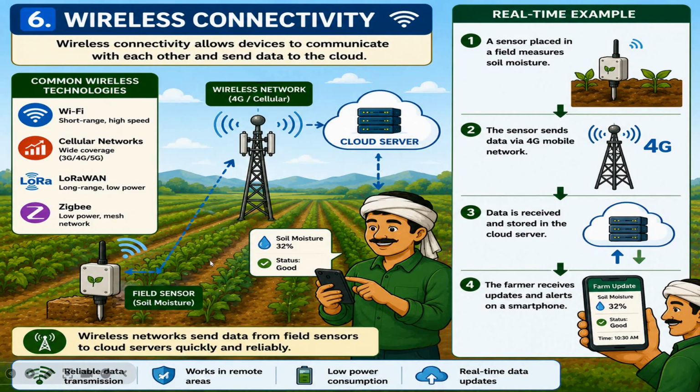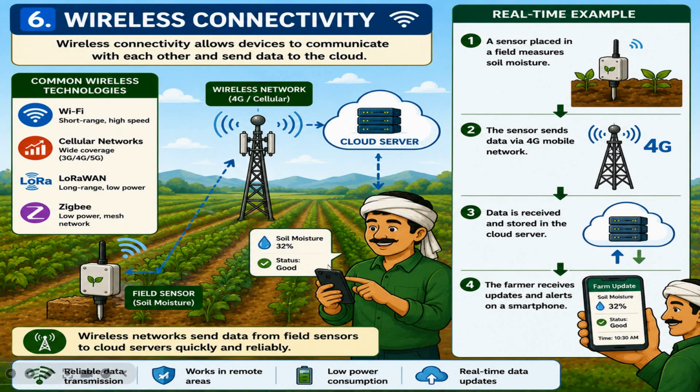Now in the field you have soil moisture sensor. Here soil moisture sensor which continuously measures the amount of water present in the soil. Now this sensor, it collects the information and sends it through a wireless network such as a 4G mobile network to a cloud server. Then the cloud server, it stores and processes the data.